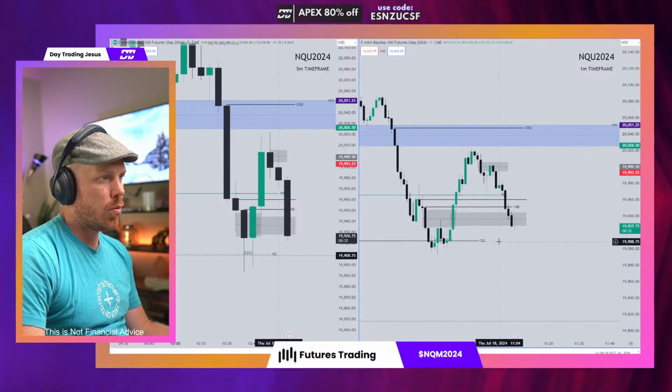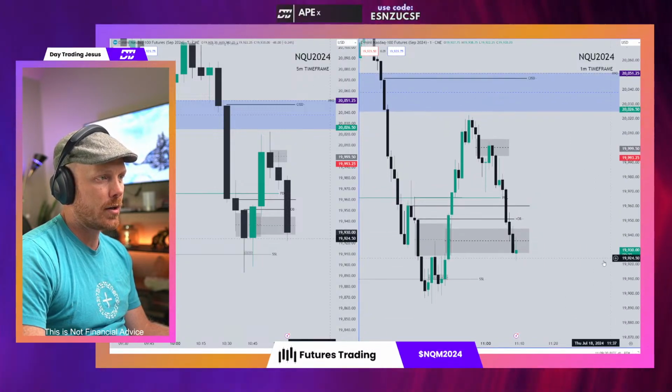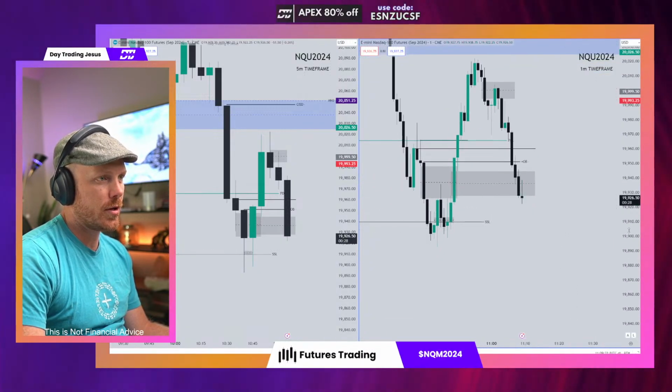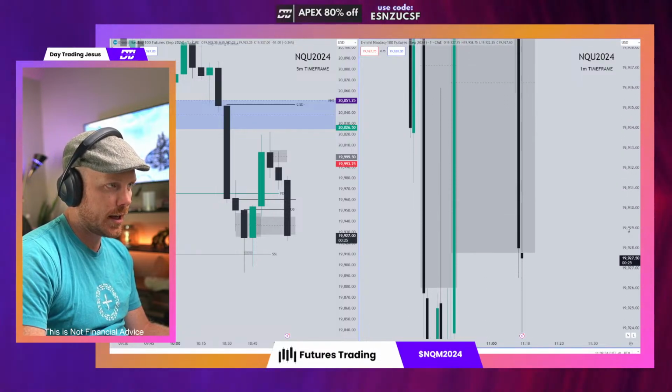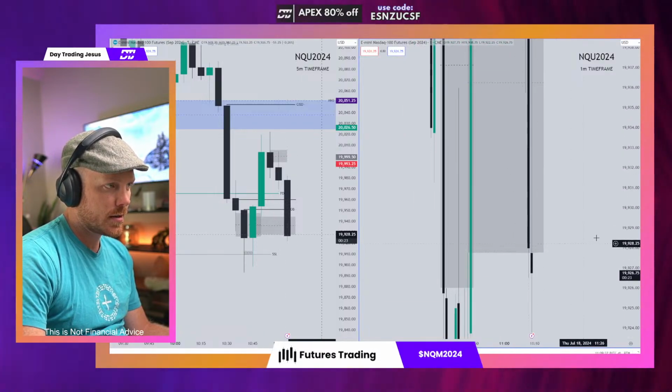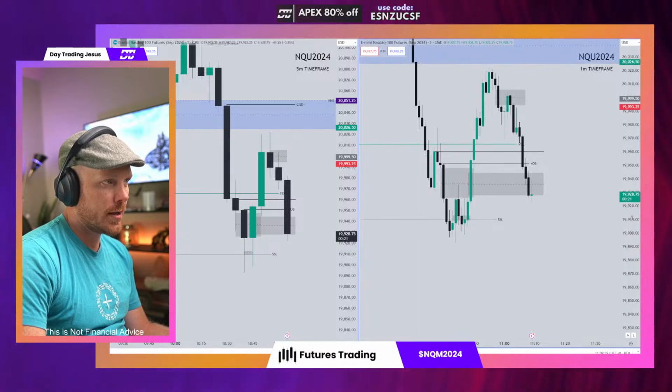All right, there's the 1-minute close below, barely. No, it didn't close below. Yep, it didn't close below. You can see it right there. So no close below on that.